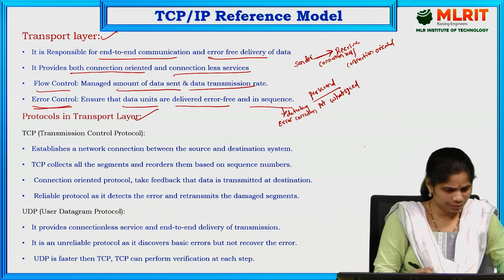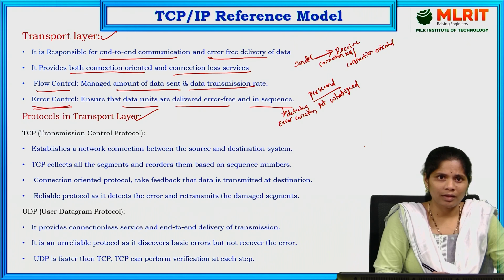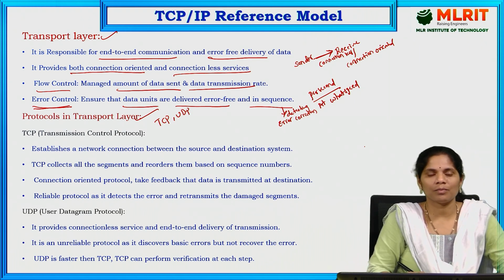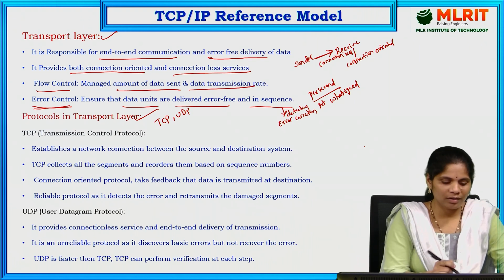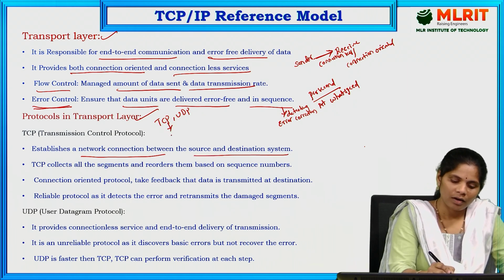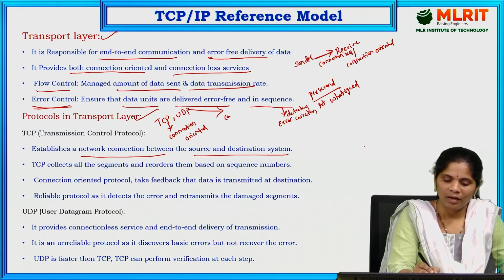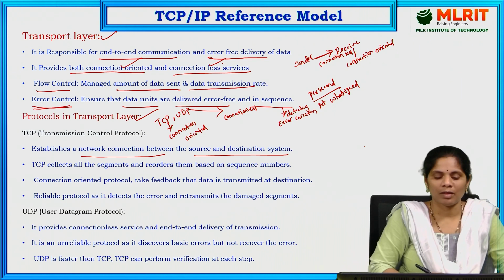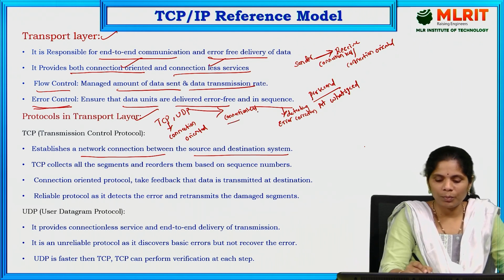The transport layer mainly provides two protocols: TCP, Transmission Control Protocol, and UDP, User Datagram Protocol. These protocols come under the transport layer. What is TCP here? It establishes the connection between the source and destination. TCP is a connection-oriented protocol. Coming to UDP, it is a connectionless protocol. We already said the transport layer provides connection-oriented and connectionless service: TCP for connection-oriented, UDP for connectionless.